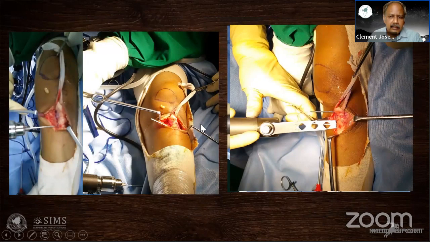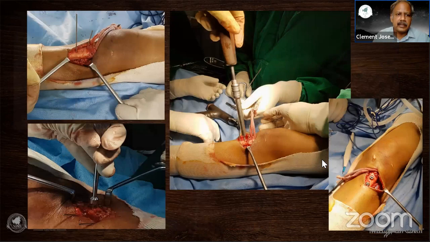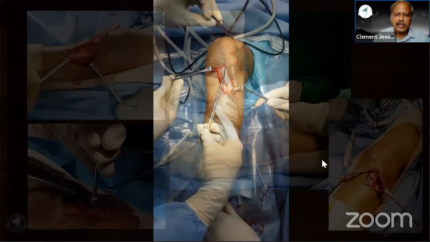And then if you want to distalize, you can remove 8 to 9 millimeters of bone from the tibia. And then the entire tibial tuberosity can be shifted down and fixed onto the bed of the tibia. So here you can see. So we have a video also.